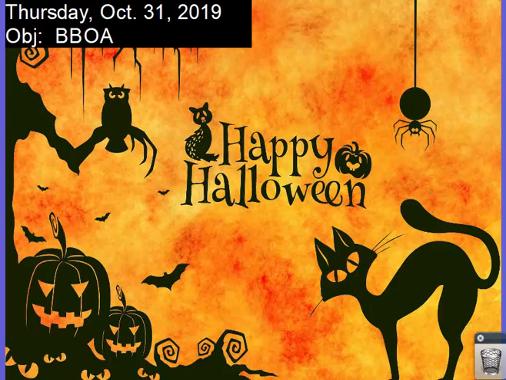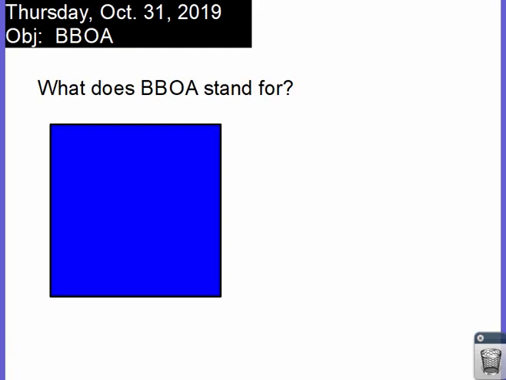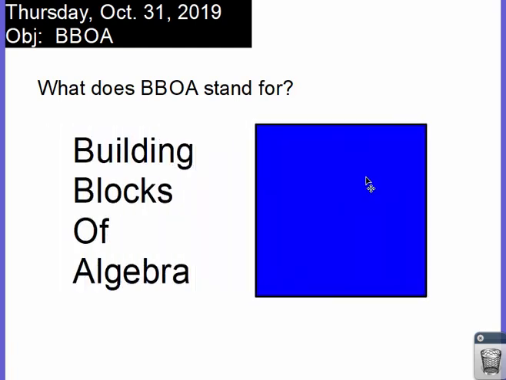Today what we're going to look at is something called BBOA. Okay, so let's dive into that. Well, first thing is, what is BBOA? What does that stand for? What it really stands for is the building blocks of algebra. There are 4 blocks that we look at, that we build everything in algebra on.